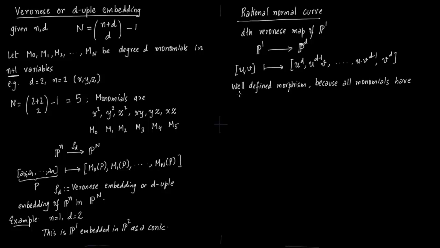And if U is not 0 and V is not 0, all these monomials will not vanish simultaneously. Obviously, if they vanish simultaneously, the map is not well defined because, in the projective space, you cannot have a point which is all 0 coordinates.